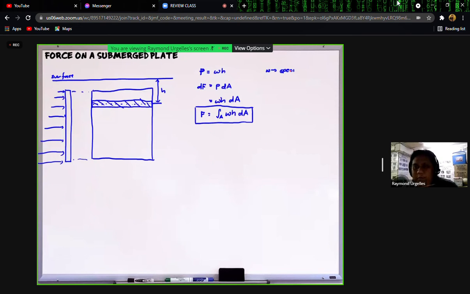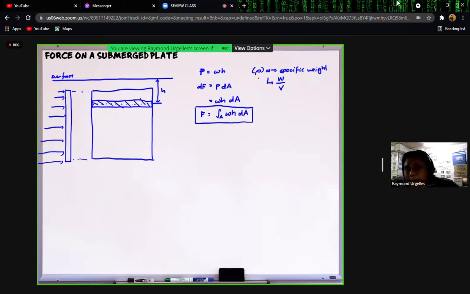Okay ba? So ano yung omega natin? Omega is yung tinatawag natin na specific weight. Pag specific weight, ang ibig sabihin nito, this is weight divided by the volume. In some books, ang ginagamit dito na unit na symbol ay rho.